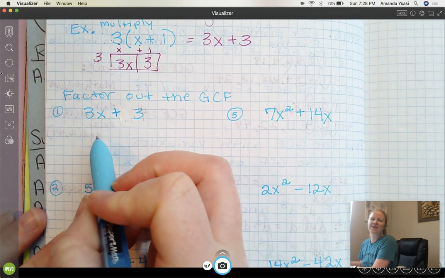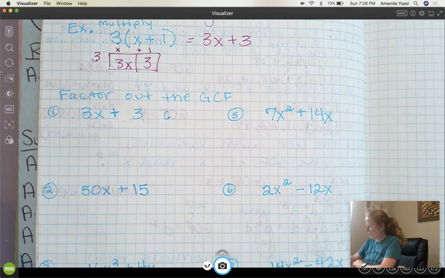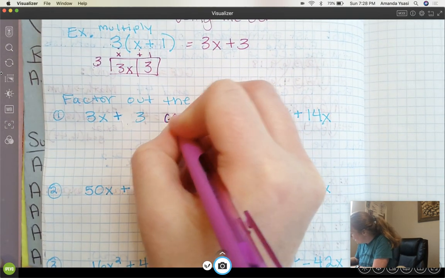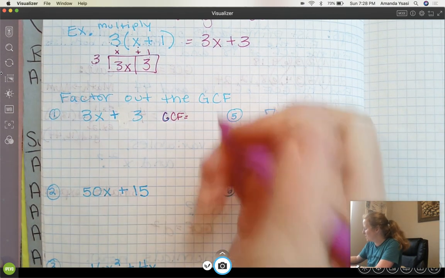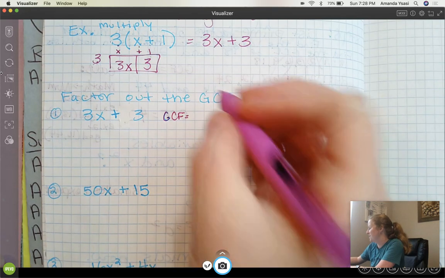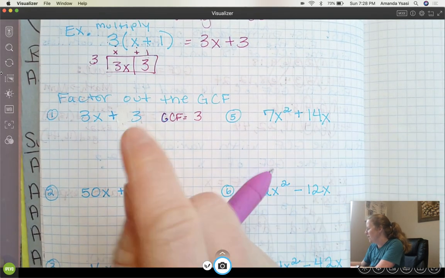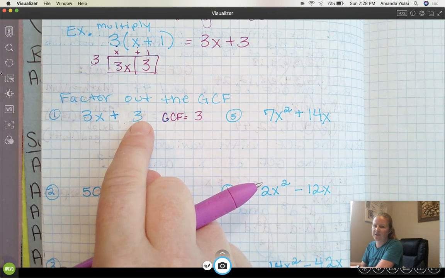All right, so 3x plus 3. So we want to know what our GCF is first, and that's what we're going to factor out. So GCF of 3x and 3 is just 3. That is the only thing that goes into both. And this one has x, but this one doesn't, so we can't factor anything there.